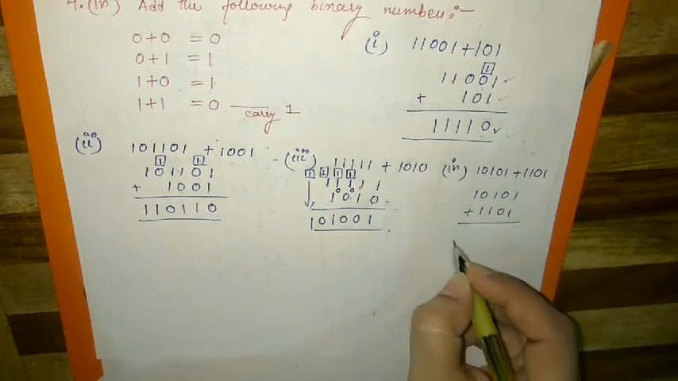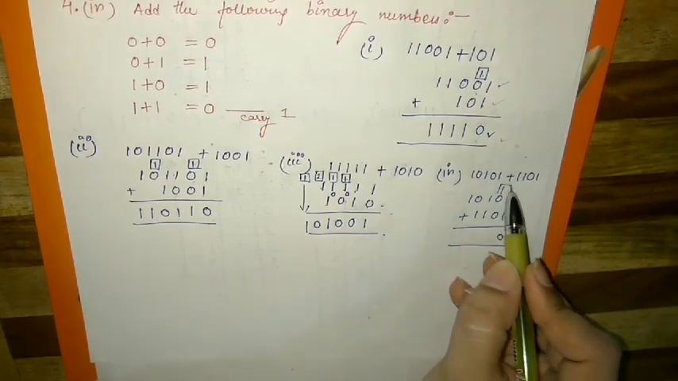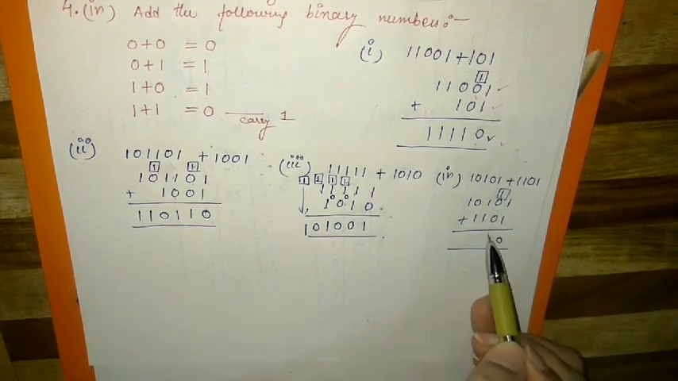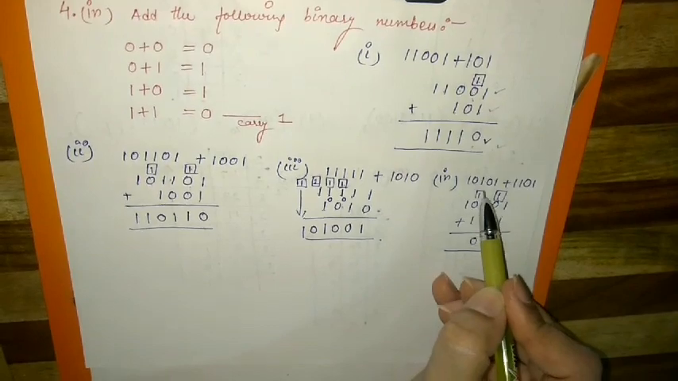Okay, the answer is what? 1 plus 1 is going to give you 0 with a carry 1 on the left hand side. Okay, 1 plus 0 is 1. 1 plus 0 is again 1. 1 plus 0 is 0, going to give you 1 on the left hand side.